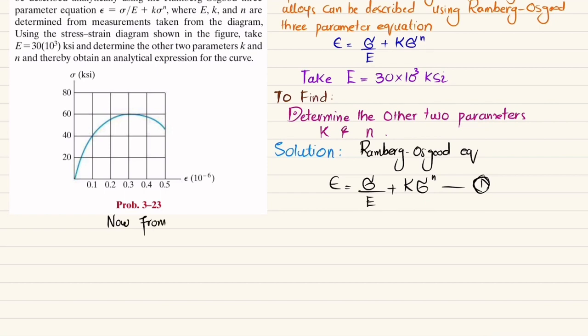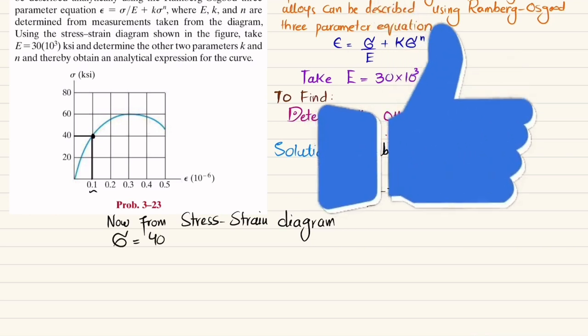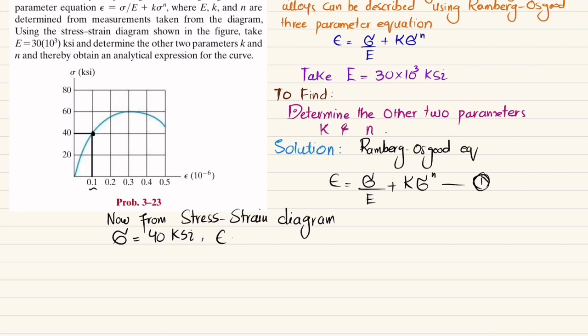Now from the stress strain diagram, we will calculate the stress and strain. So you can see here, this is stress, which is 40. As per this stress, we have strain 0.1. So stress is 40 KSI, clear, and your strain is 0.1. Put these values in equation number 1.